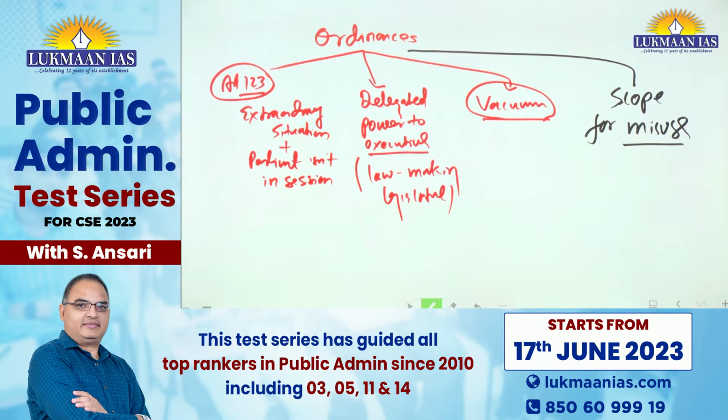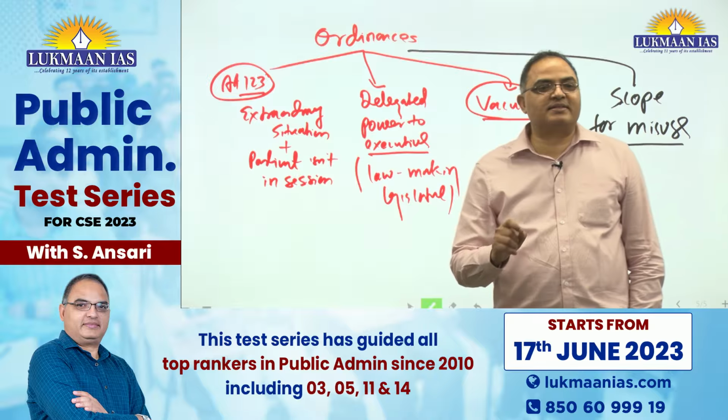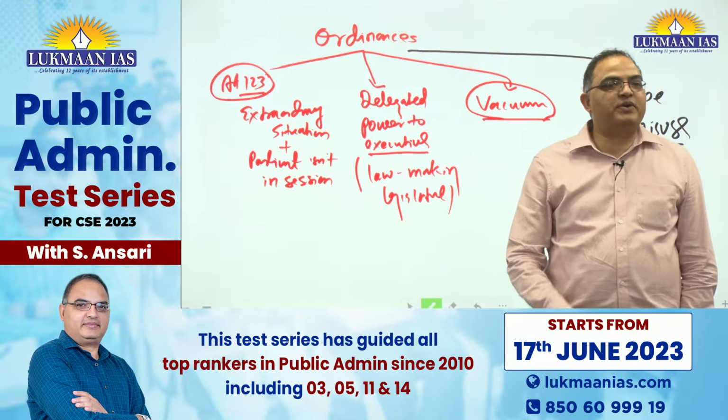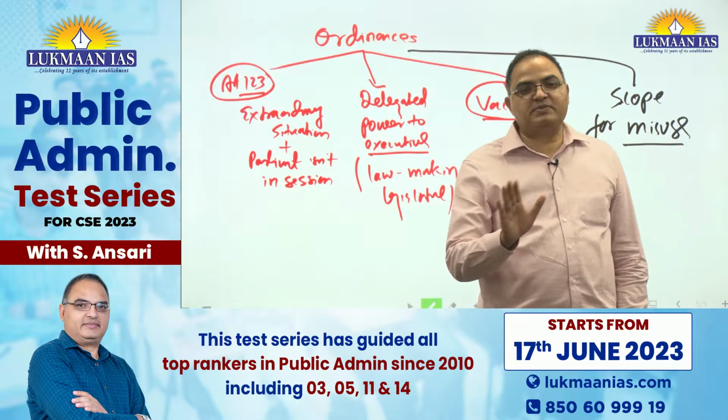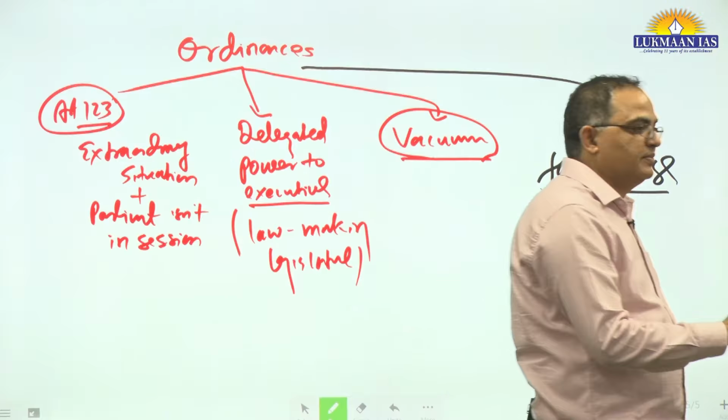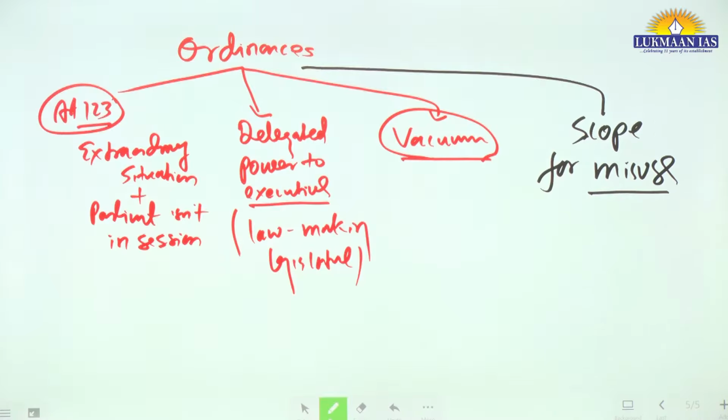Hence it lapses. An ordinance can survive 6 months plus 6 weeks if it is not approved by the house, meaning parliament or assembly. So when the assembly or parliament comes in session, they deliberately do not approve it. After the session, it is again issued. This is called repromulgation. And that is not acceptable.